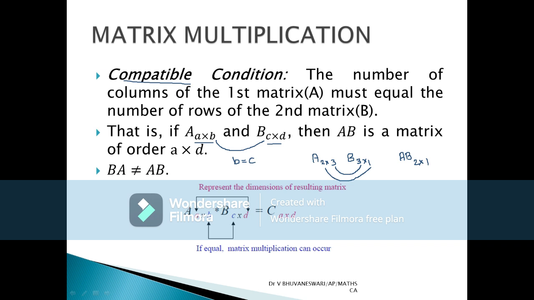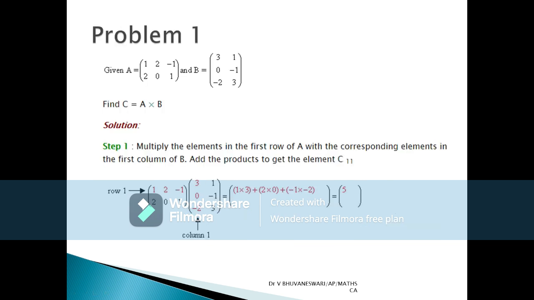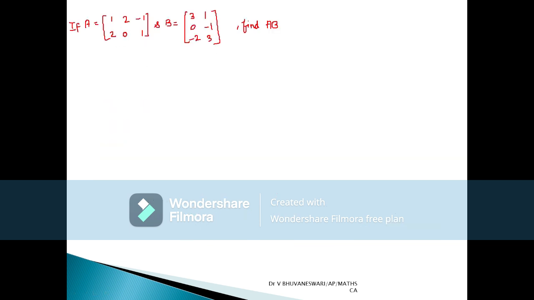Another thing to keep in mind is that matrix BA is not equal to matrix AB. Considering the same example, B is a matrix whose order is 3 by 1 and A is another matrix whose order is 2 by 3. Since 1 is not equal to 2, the matrix multiplication BA is not possible. So this kind of question can be asked for 1 mark, whether the matrices can be multiplied or not.